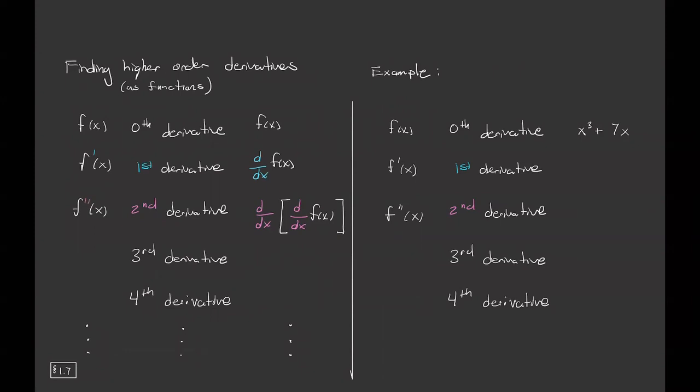If we want to find higher order derivatives, let's say as functions, thinking back for a second, you can compute derivatives in one of two ways, either as a function or as a value. If you compute it as a value, that's the slope of the tangent line to the function.